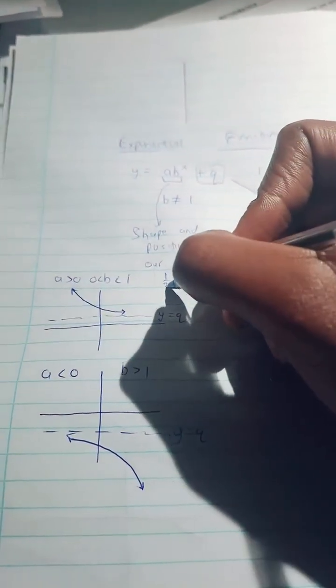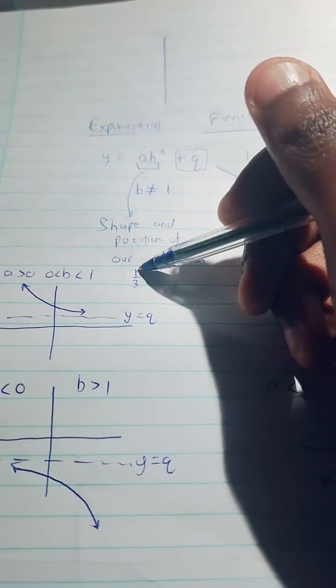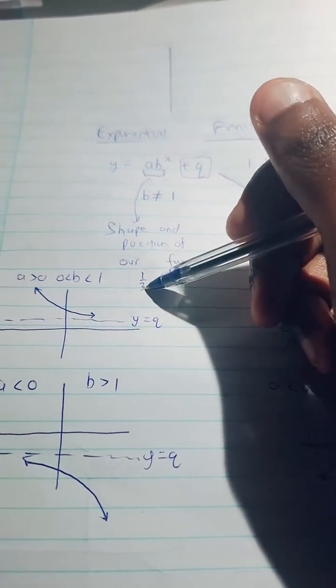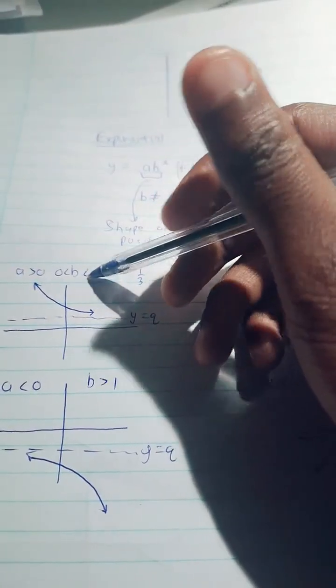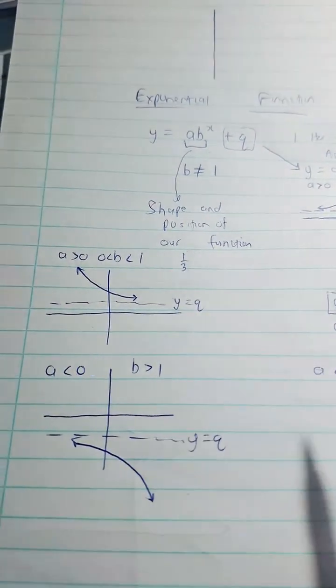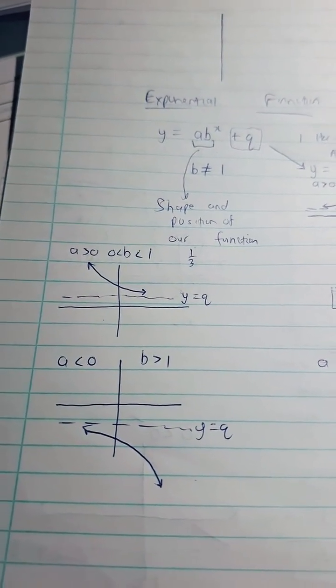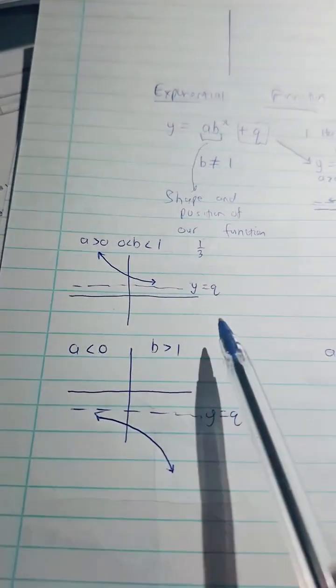But if a is greater than 0 and b is between 0 and 1, guys, that means the numerator is smaller than the denominator. That's what it means to be between 0 and 1. If the b value is between 0 and 1, that would be a decreasing function.